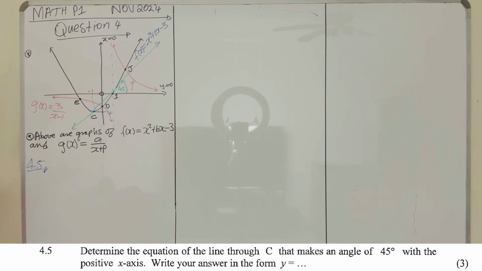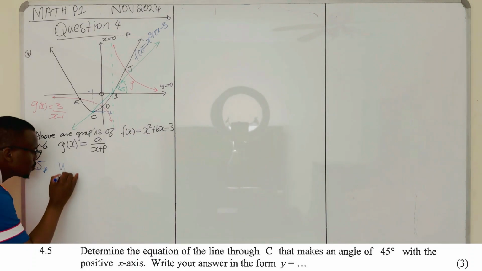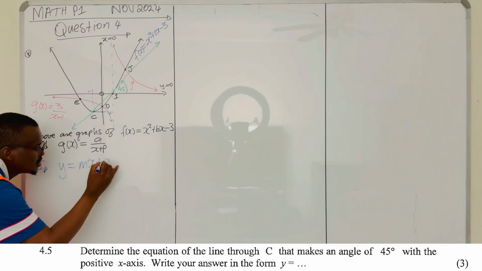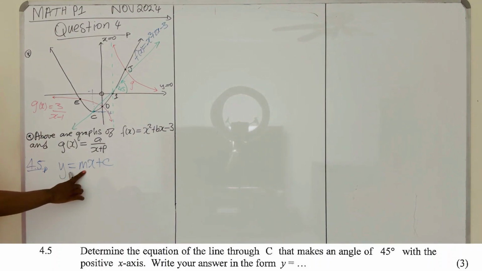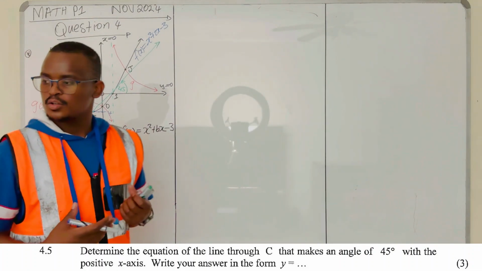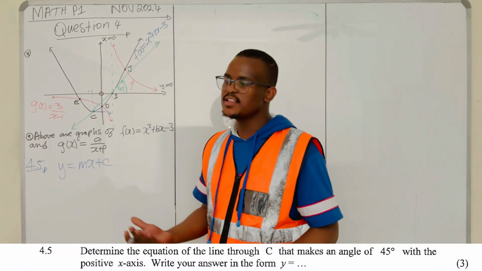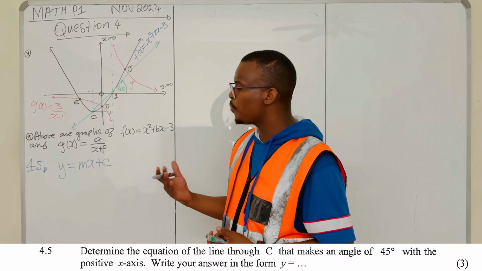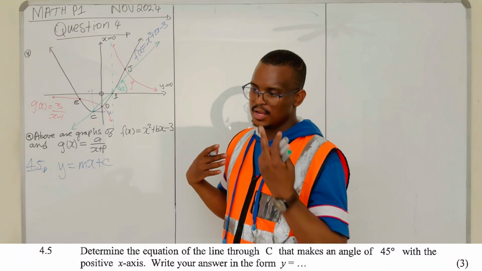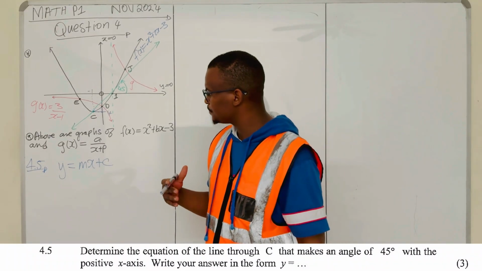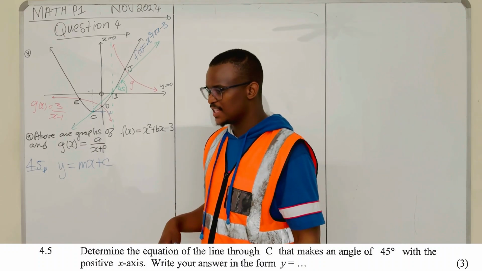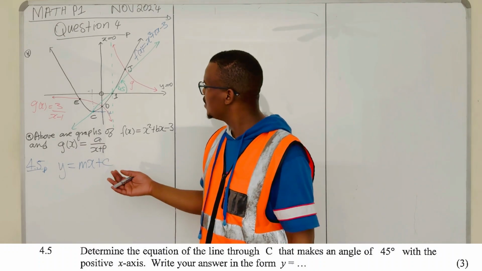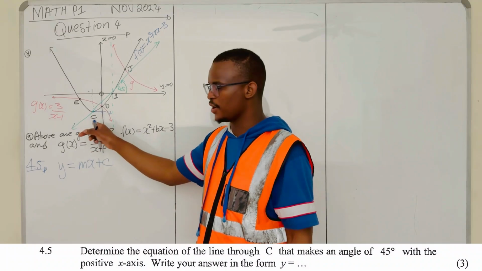So if you want an equation of a line, we know an equation of a line is y is equal to mx plus c. What is m? M is the gradient. On a normal day, you would like to have 2 points to be able to find the gradient. But this is not the case here because you don't have 2 points on this line. You just have 1 point.